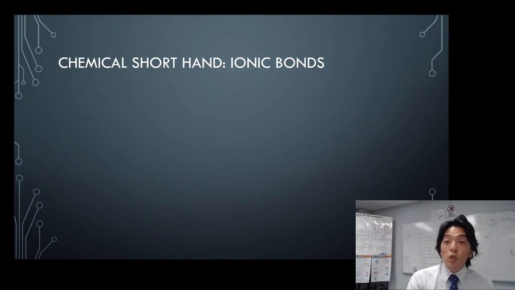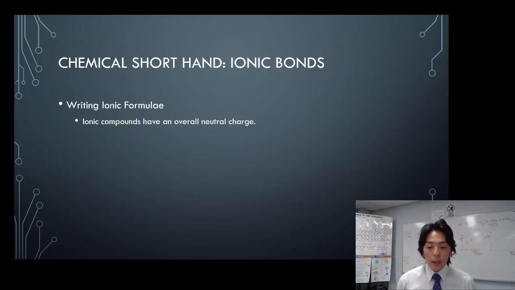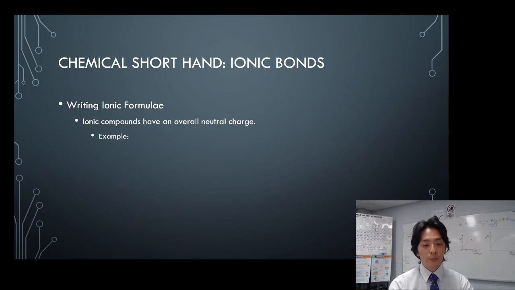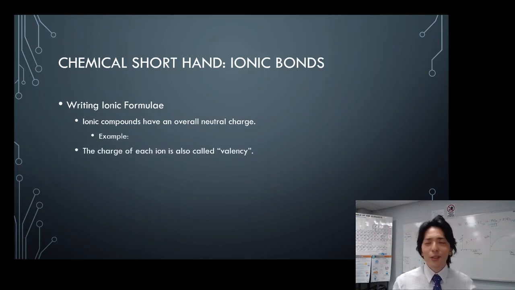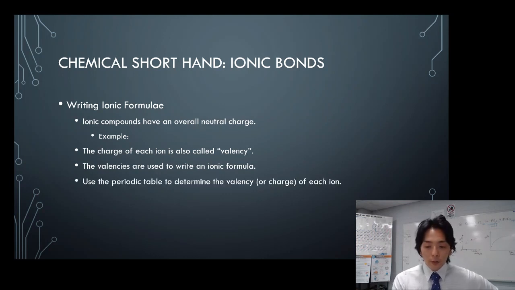Let's look at the chemical shorthand, or writing the formula of it. Ionic compounds have an overall neutral charge. So when you're writing a formula, you need to make sure that the overall positive charge and overall negative charge are balanced, cancelling out each other. They need to be 0 in total. The charge of each ion is called the valency. If an atom is becoming an ion, the valencies are used to write an ionic formula. Use the periodic table to determine its valency. If you have forgotten, go back to the last video, please.